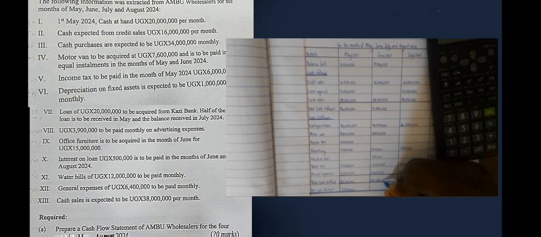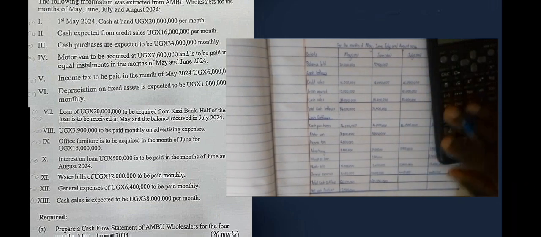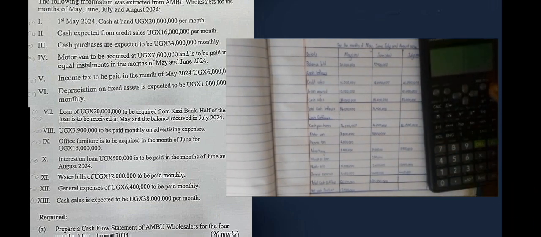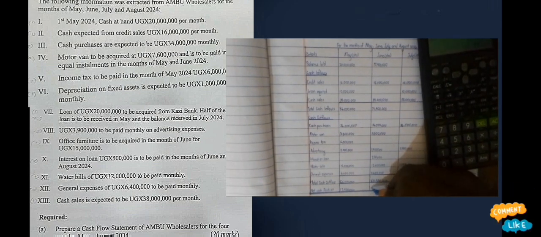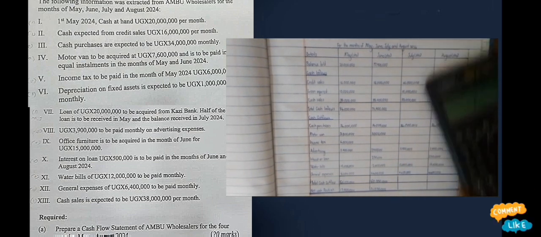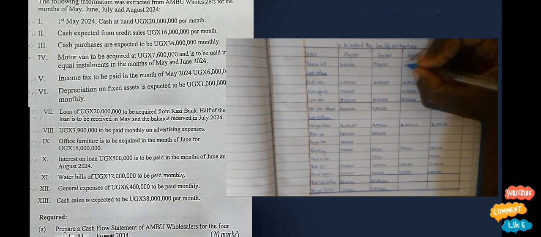So after getting the total cash outflows, we shall go ahead and find the net cash position by subtracting the cash inflows minus the cash outflows. And then this net cash position will be moved up as the balance brought down for the next month. So from May to June to July.